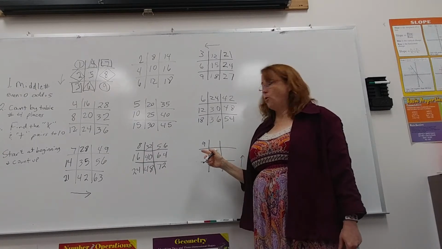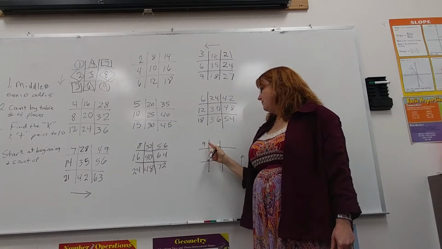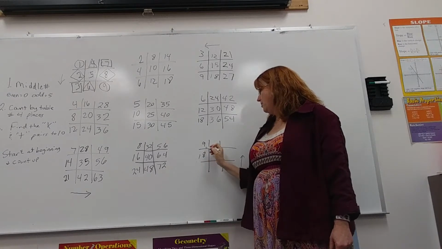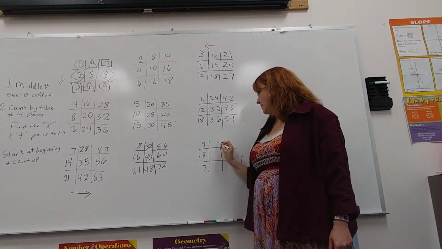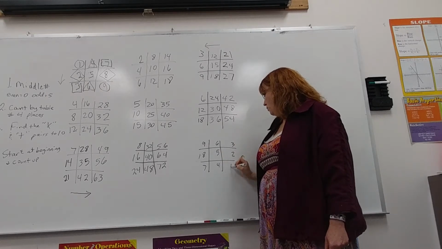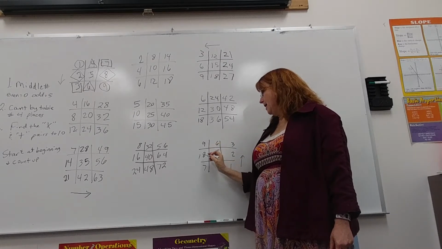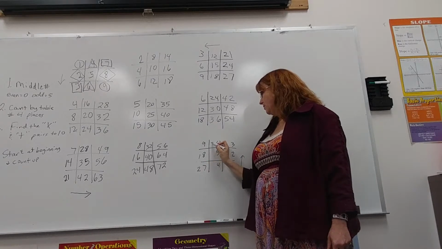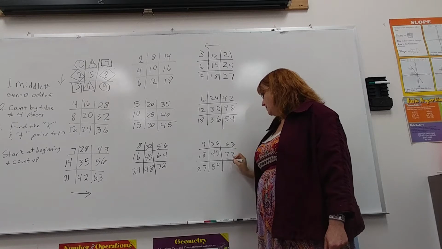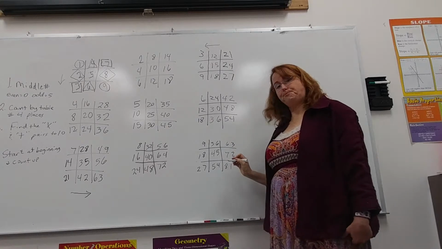You know you're going to be in order, and you start with 9. If you started to count by 9s, you would say 9, 18. And now you just say 9, 8, 7, 6, 5, 4, 3, 2, 1, and you count up 9, 18, 27, 36, 45, 54, 63, 72, and 81.